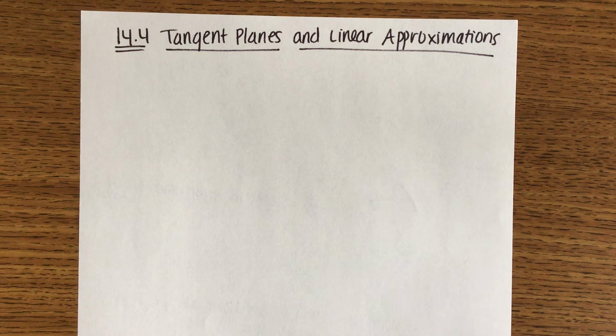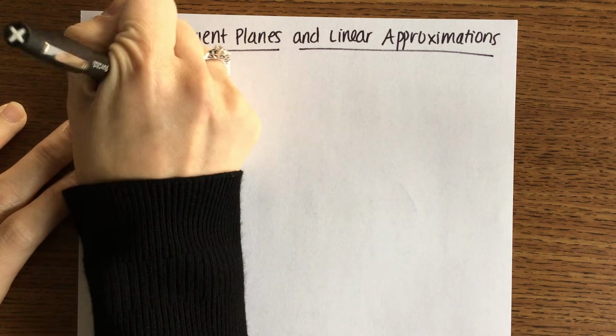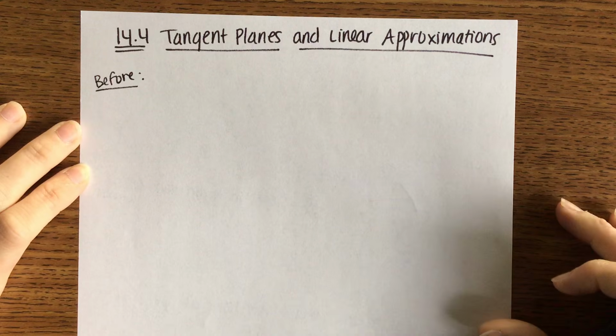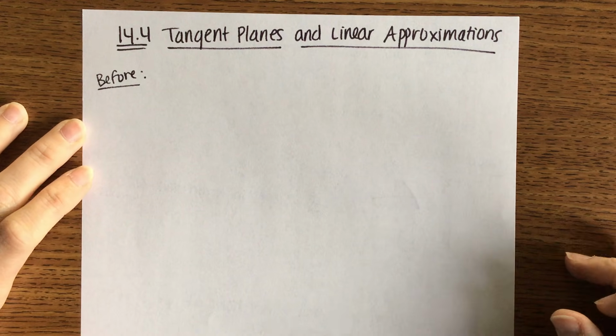Section 14.4 covers two main ideas. The first one is tangent planes, and then the second one is linear approximations. And that is involved with something called the total differential. So we'll probably talk about that tomorrow. Okay, so we're going to start out by talking about how you saw this idea in calc last year.